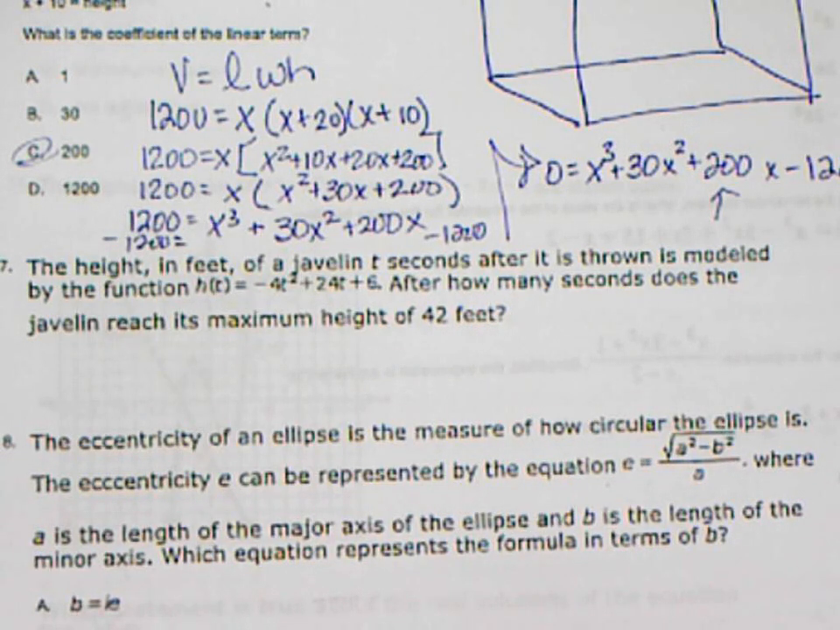Okay. Number 7, the height in feet of a javelin t seconds after it is thrown is modeled by the function h of t equals negative 4t squared plus 24t plus 6. After how many seconds does a javelin reach its maximum height of 42?